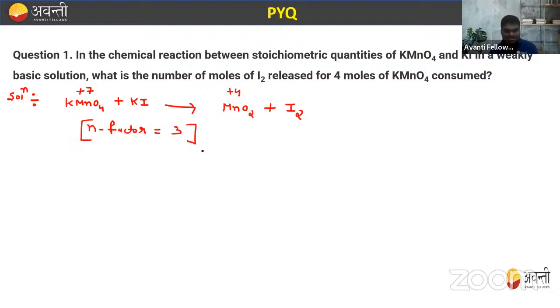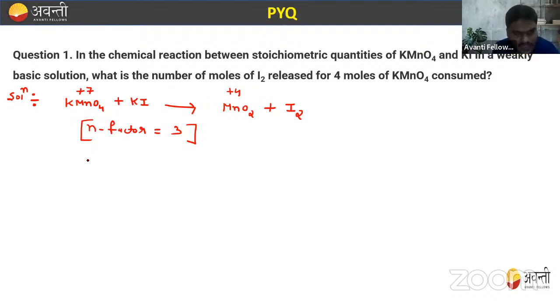Okay. N factor is 3. What is N factor? We can just calculate it by using the difference between the oxidation and reduction. So in this case, the N factor is 3. Always remember this thing. Because in KMnO4 the oxidation state of Mn is +7, and in MnO2 the oxidation state of Mn is +4. So the N factor comes out to be 3.